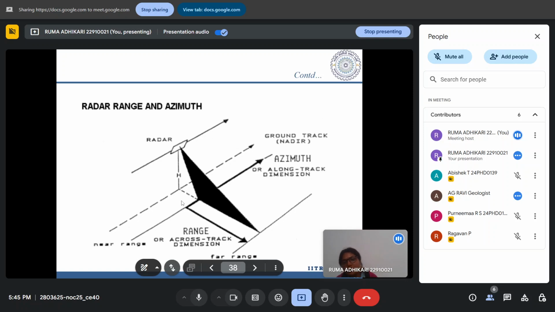So range and azimuth, which I mentioned many times, what are they called? The radar path, or the flight, suppose it is moving in this direction. This is what we call the along-track dimension, or azimuth, and this is the across-track dimension, or the range. Suppose this is the swath, near range and far range. We will measure this way, proceed this way, and we want to measure this distance and this distance also.